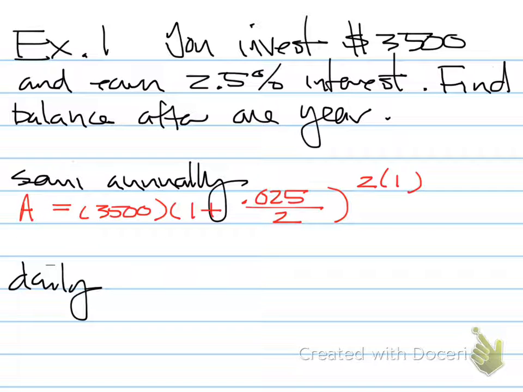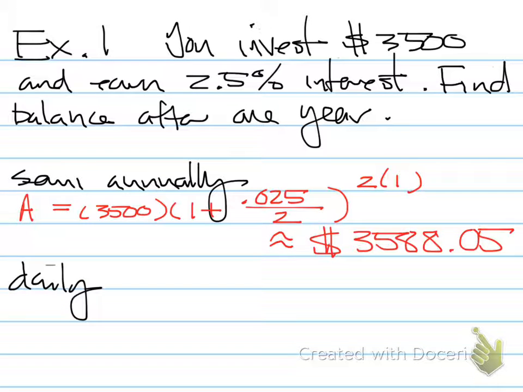2 times 1 is 2. Once you hit enter or the equal sign on your calculator, you're going to multiply that answer by 3,500. So you always go in that order. Divide the rate by N, and then add 1 to that. Raise that answer to the N times T power, whatever N times T is. And then lastly, you're going to multiply that result by P, the principal.